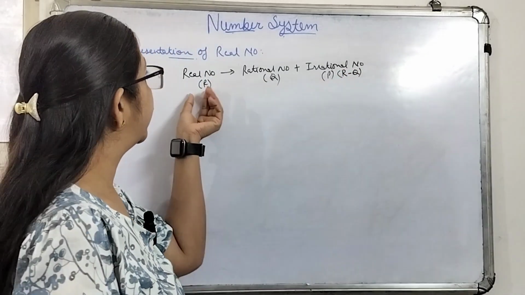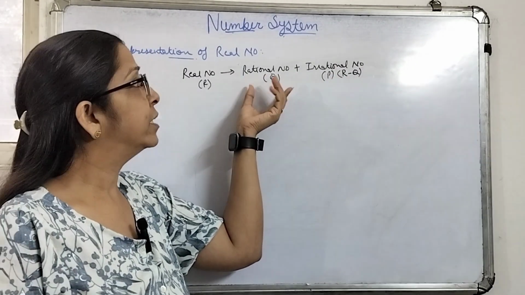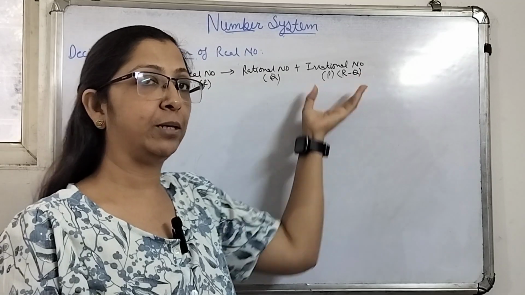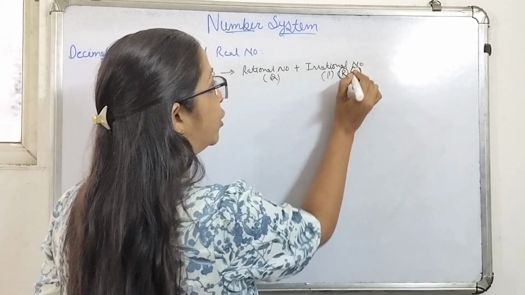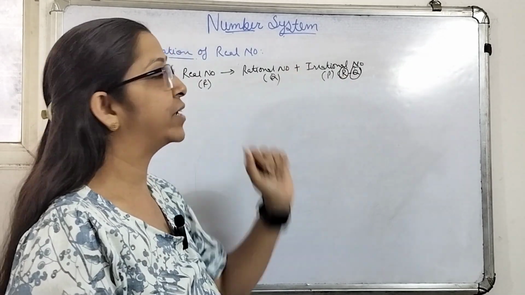That means from the set of real numbers, if we remove the set of rational numbers, then whatever numbers are remaining will be the set of irrational numbers.